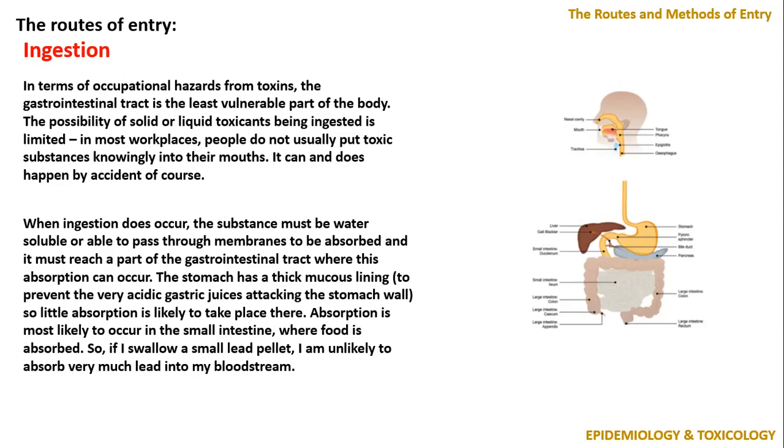But when ingestion occurs, the substance must be water soluble or able to pass through the membrane to be absorbed, and it must reach the part of the gastrointestinal tract where this absorption can occur. The stomach has a thick mucus lining to prevent the very acidic gastric juices attacking the stomach wall, so little absorption is likely to take place there. The absorption is most likely to occur in the small intestine, where food is absorbed. So, if I swallow a small lead pellet, I am unlikely to absorb very much lead into my bloodstream.